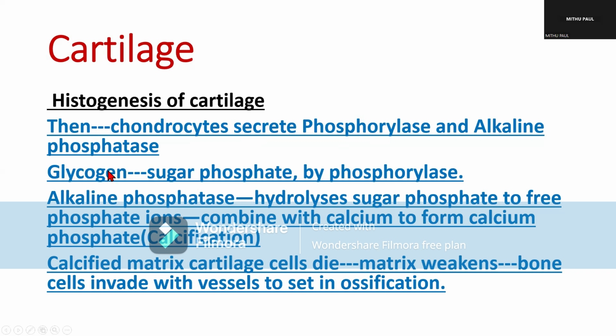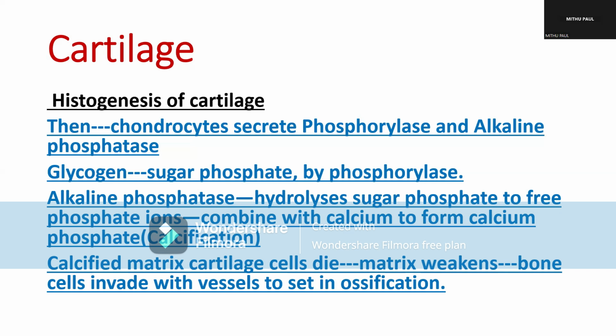Now, each of the chondroblasts and chondrocytes are rich in glycogen inside the cells. And this glycogen is converted to sugar phosphate by the action of the enzyme known as phosphorylase. Now, alkaline phosphatase is another enzyme secreted by the chondrocytes, which will hydrolyze these sugar phosphates to release the free phosphate ion. And these free phosphate ions will combine with the calcium available in the matrix to form calcium phosphate. And now the calcium phosphate is an inorganic and dead material.